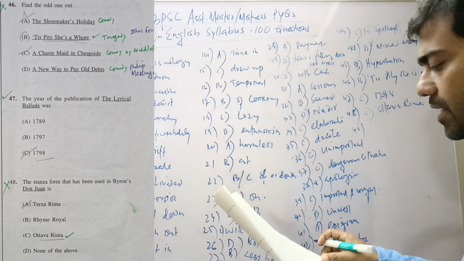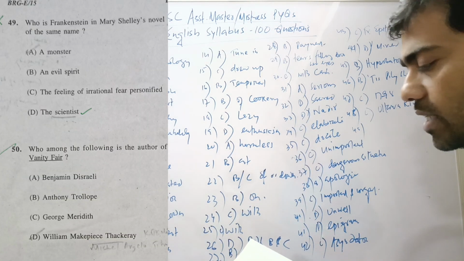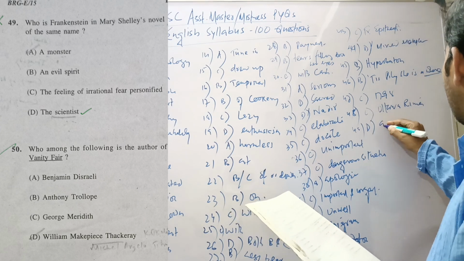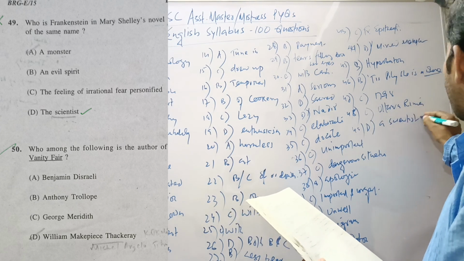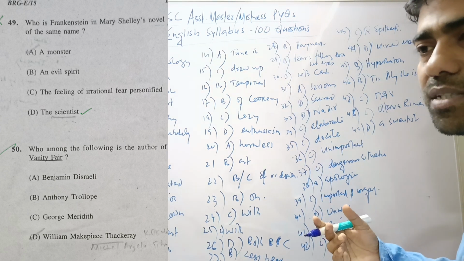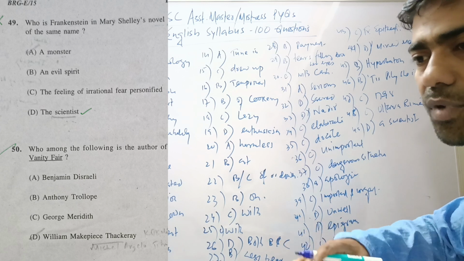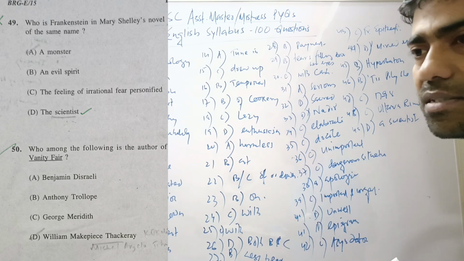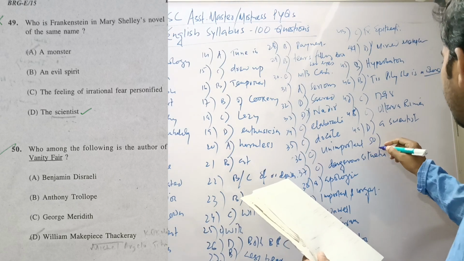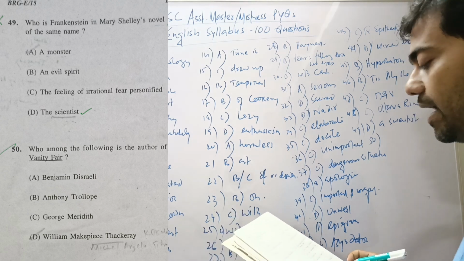Okay. 49. Who is Frankenstein in Mary Shelley's novel of the same name? A monster? Oh, sorry, a scientist. Victor Frankenstein, the scientist, is seen telling the story, being exhausted and on his deathbed, to Walton, an explorer. So this is the story of Frankenstein, the most famous of the earlier science fiction and a classic one.